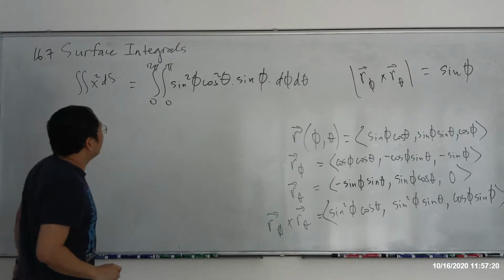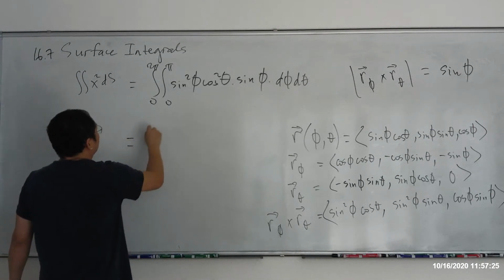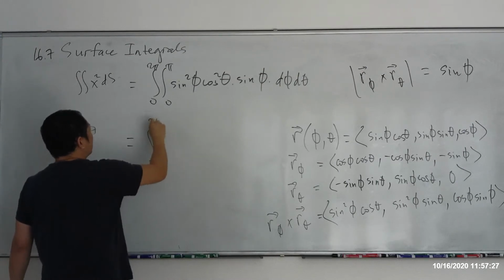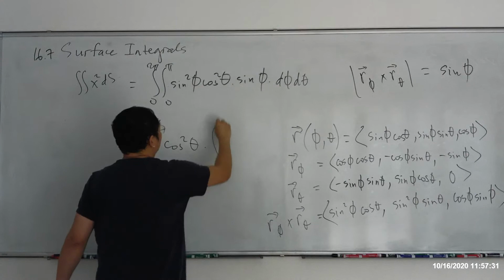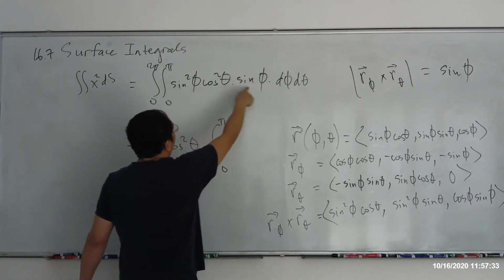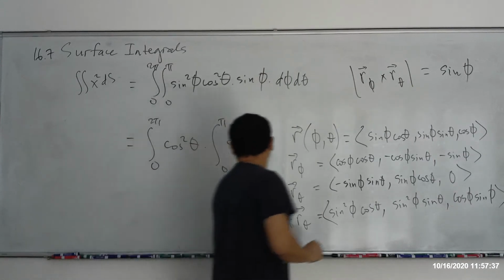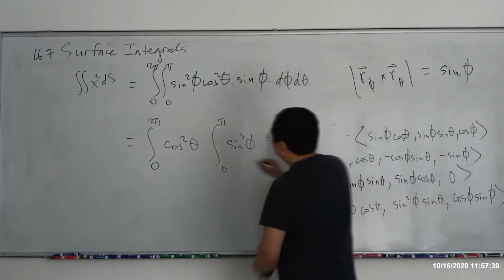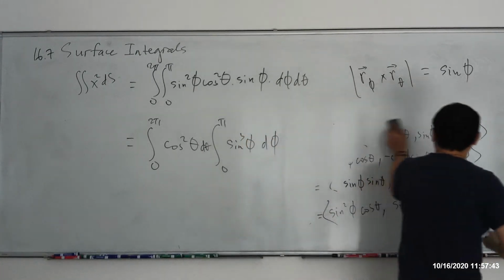Is this separable? Yes, it's phi and theta. It's integral from 0 to 2 pi of cosine square theta times the integral from 0 to pi of sine square phi times another sine, which is going to be sine cube of phi. This is d theta in here, this is d phi in here.